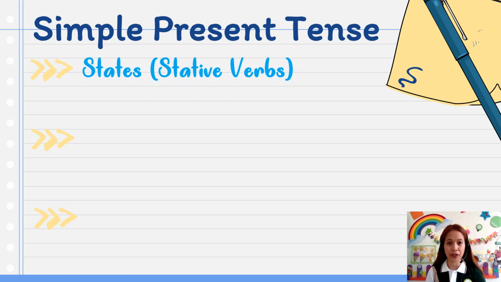States or stative verbs. They are the feelings or emotions, opinions or senses like love, like, smells. These verbs are not used in continuous form, okay? We only use them in present tense. For example, I love my mom. It smells good. Remember, we cannot say I loving my mom or it's smelling good. It sounds different, right? Also, it's grammatically wrong.